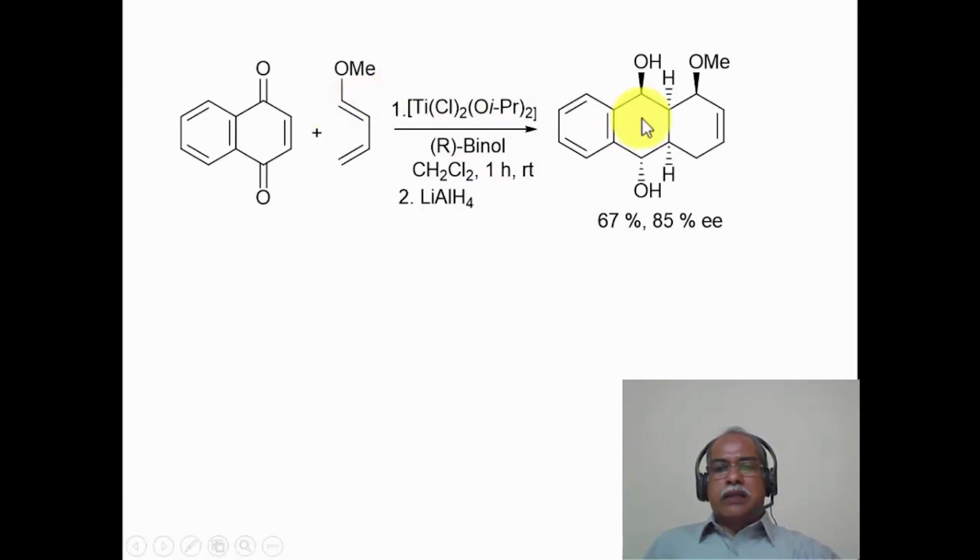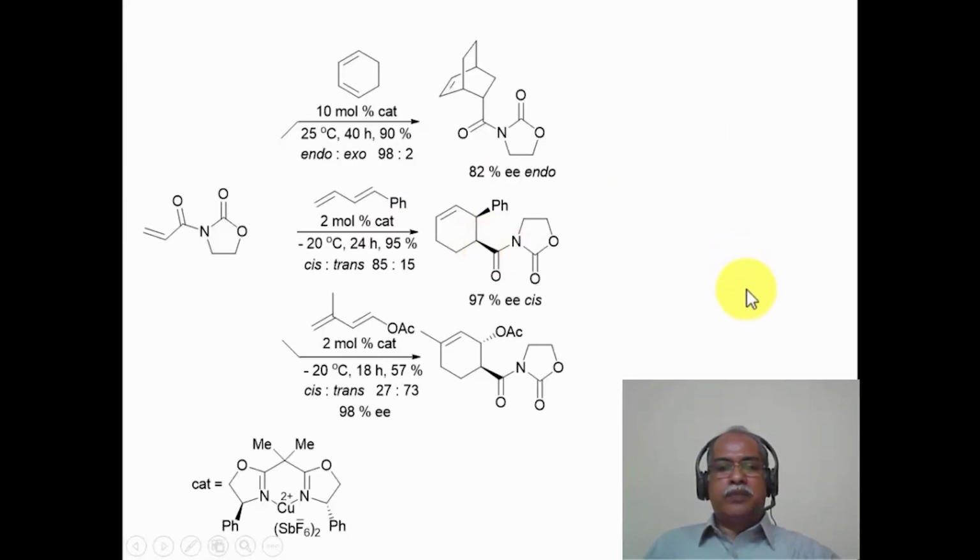The Diels Alder reaction essentially initially produces the diketone, which is reduced by lithium aluminum hydride to the corresponding diol. You can see very high enantiomeric excess of this particular isomer can be formed. You have essentially generated 5 stereocenters in one shot in this particular reaction by means of a Diels Alder reaction followed by reduction of the carbonyl to the corresponding hydroxy functional group.